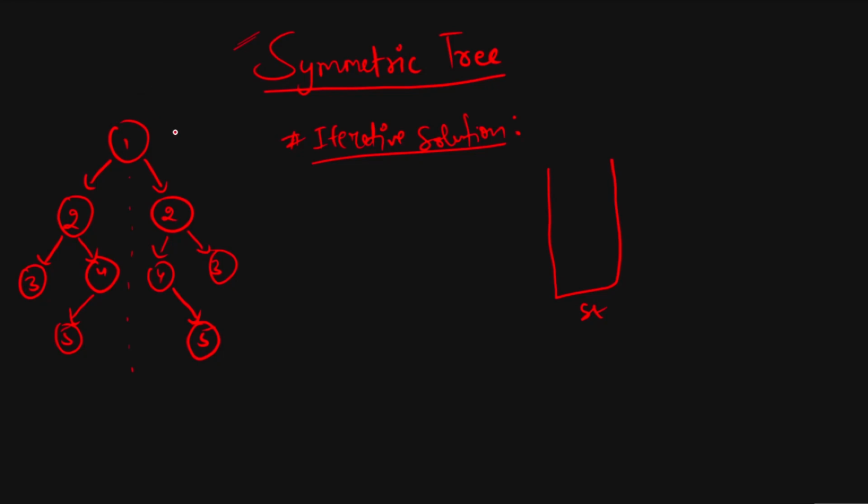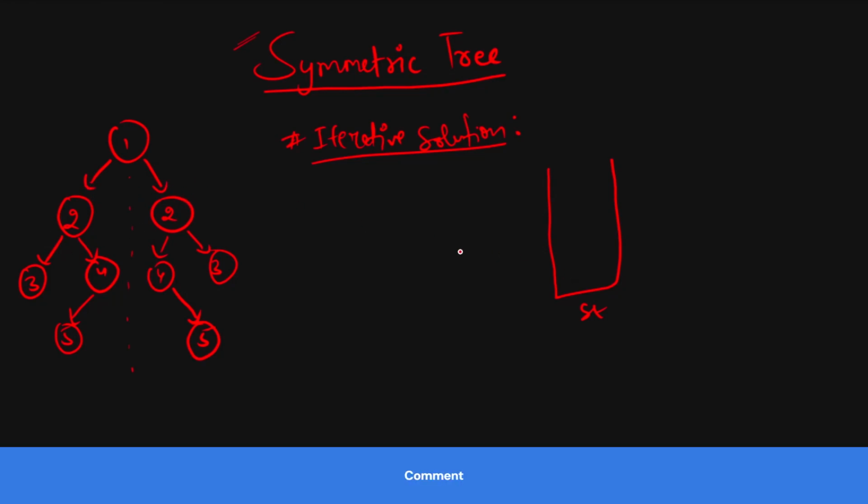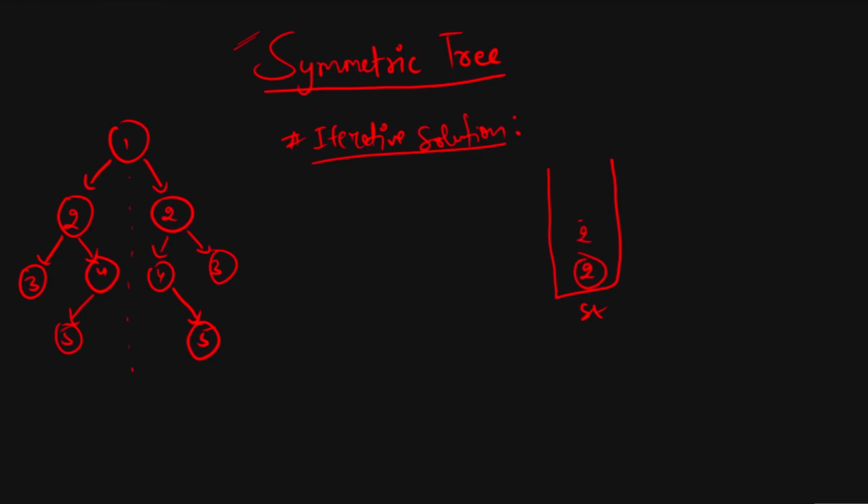Otherwise, if it is not null, we put its left and right into our stack. Let me put it here: first I put left and then I put right. Then I will iterate in a loop. I will pop both of them. Let's say n1 is 2 and n2 is also 2. Once I pop this, my stack will be empty.